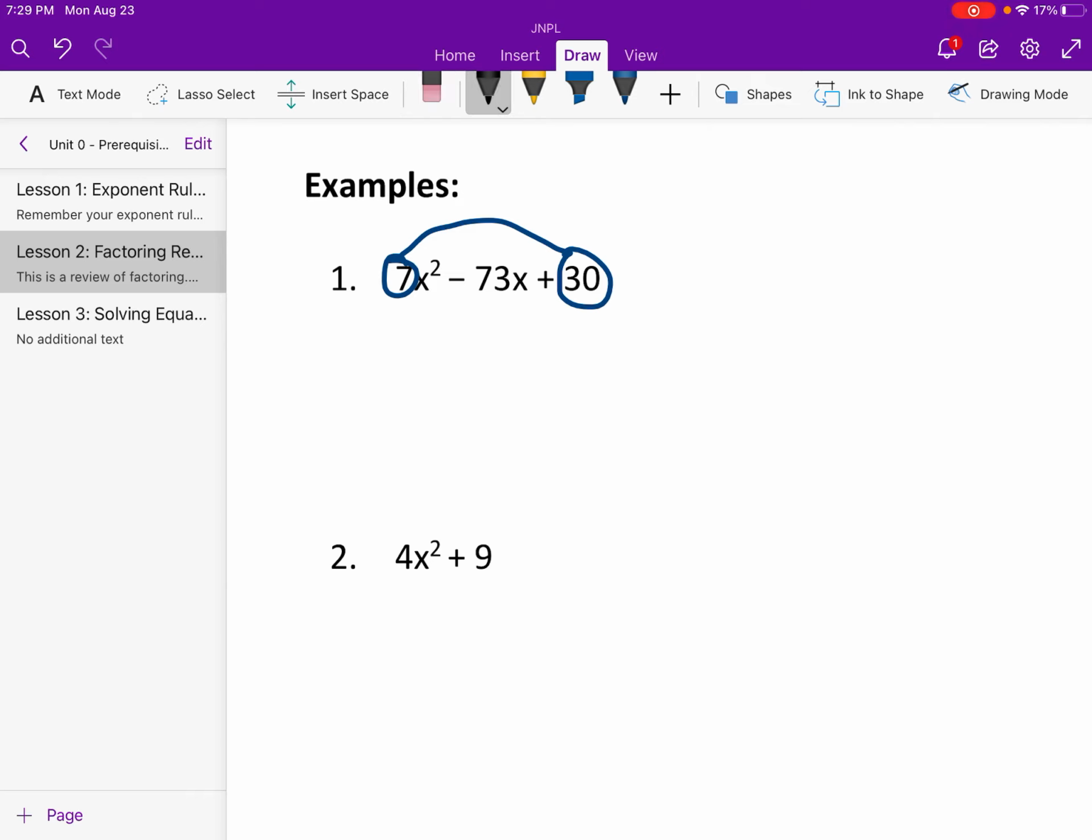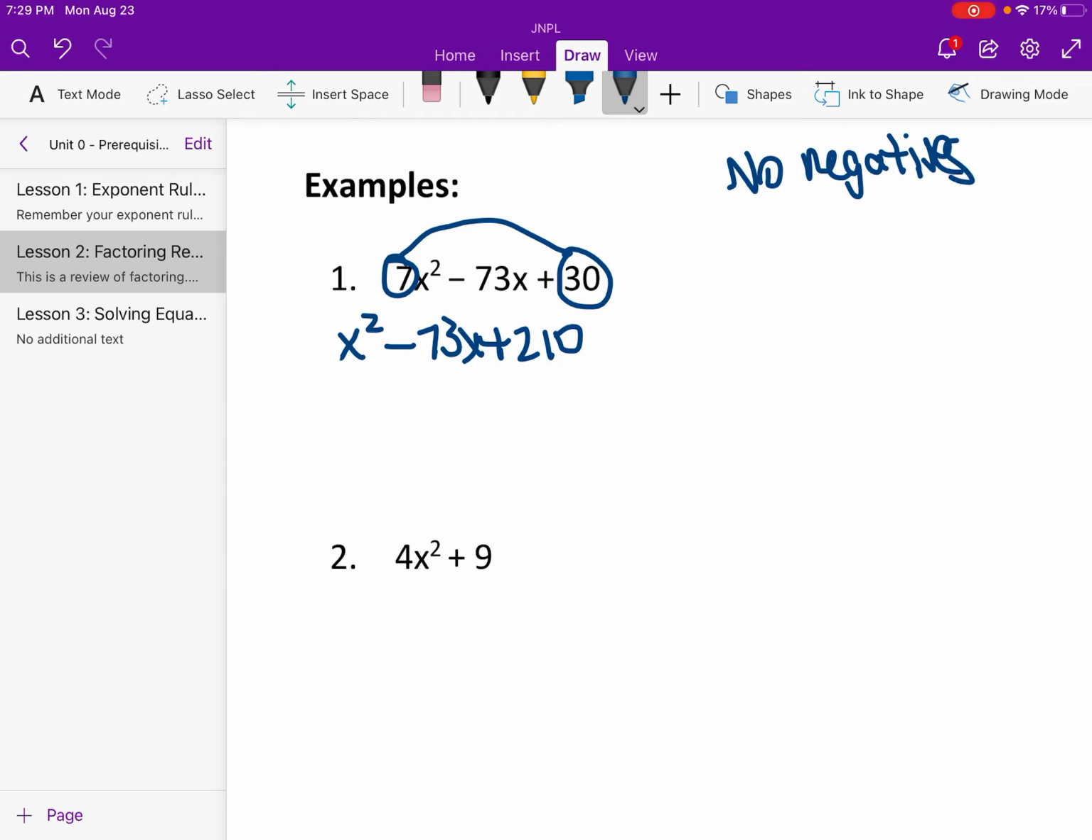But you might not have had to do things like that in a long time, but you might have to now. So then you have x squared minus 73x, not 7x, sorry, 73x plus 210. Also, a rule is that your leading term would want to be positive. So if this was negative, then you would divide out a negative. That's something you should do. So no negatives for a.